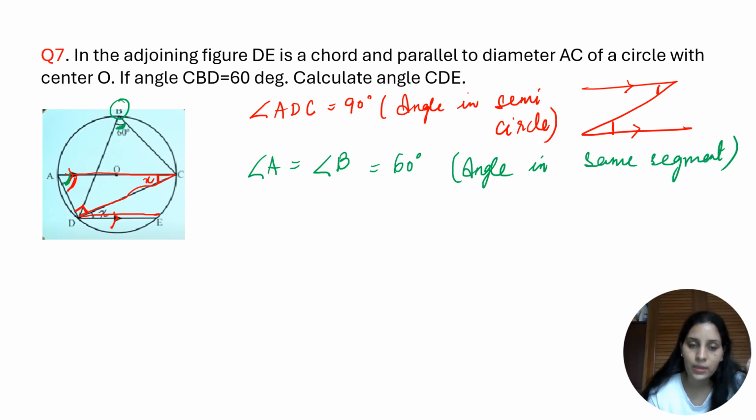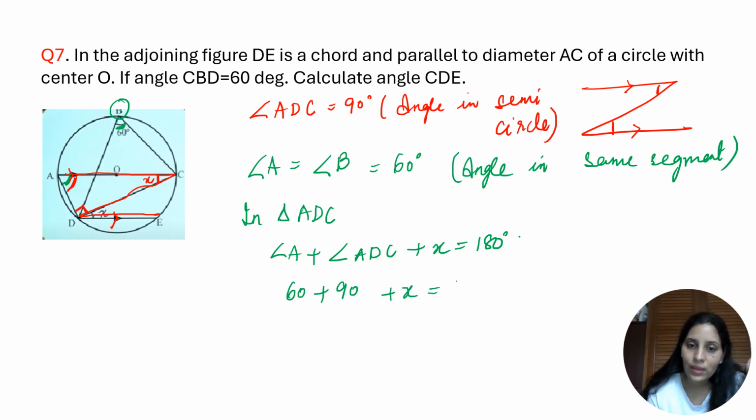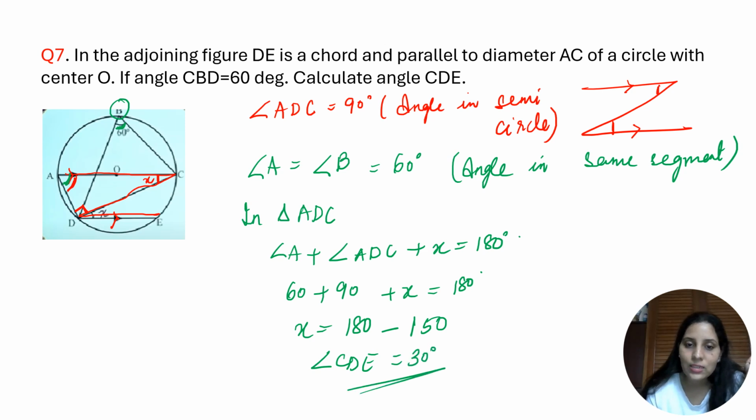Angle in same segment. Now I can directly consider triangle ADC, where angle A plus angle ADC plus x is equal to 180. Substituting the values, I get the value of x. So from this, x is 180 minus 150. So angle CDE is equal to 30 degrees.